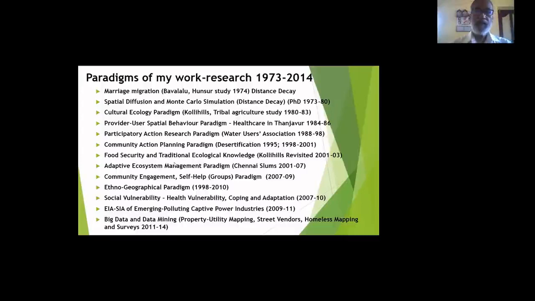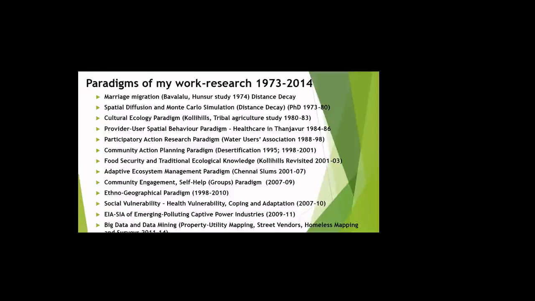One slide, I would just talk about it and close, okay? Maybe 2-3 minutes. Starting with marriage migration: at one time in sociology and geography, marriage migration was a paradigm that looked at how people make families, and how marriage migration affects the lives of men and women. And of course, in geography in the 70s and 80s, spatial diffusion and the methodology, Monte Carlo simulation, which is exactly what I did for my PhD research.